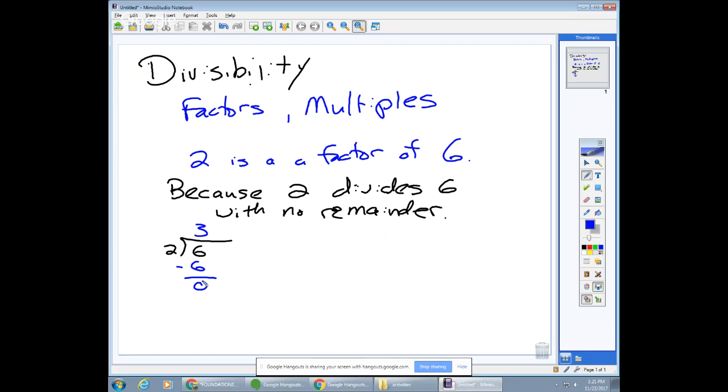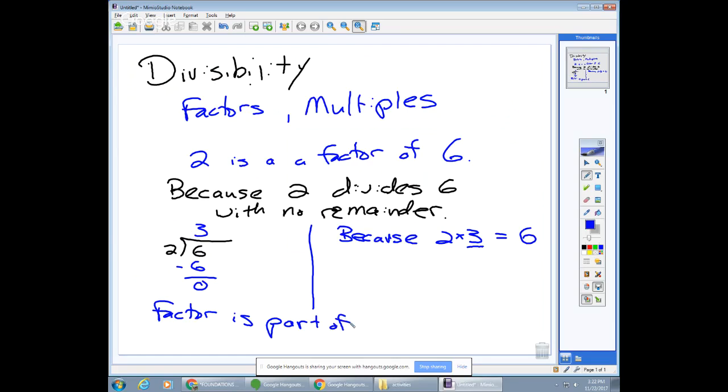So you can look at factors as the result of a division, but the other side of the story is, in order to do division, we had to know multiplication in the first place. So all the stuff we're doing with divisibility and factors is based on multiplication. So I could also say it's true because 2 times 3 is 6, because I can find a number to multiply by 2, namely 3, to get 6. So a factor is something used in a multiplication. So a factor is a part of a multiplication.